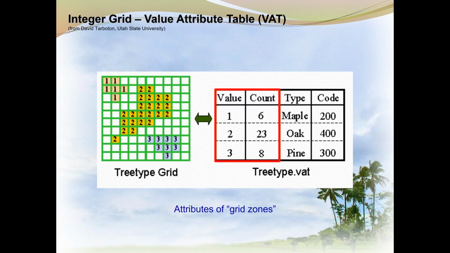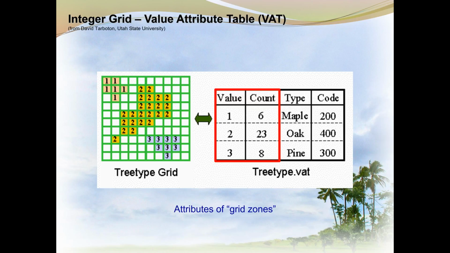And so for the integer grid value attribute table, the tree type grid, we have the values 1, 2, 3, and count. Value 1 means this is maple. So here it's all maple, and we use a code, and maybe we have 6 maples, and then we have an oak, 23 oaks, or 8 pine trees.